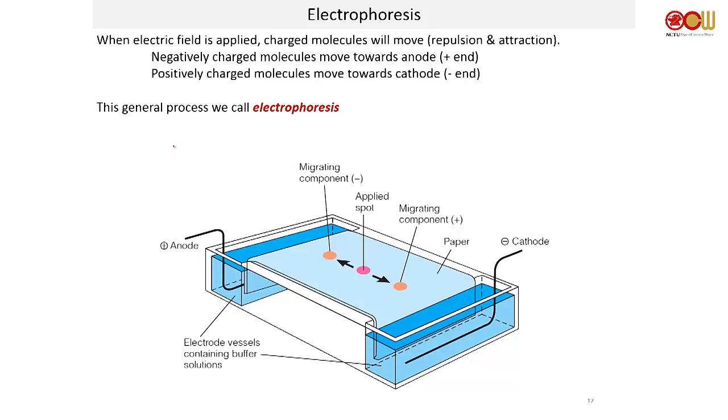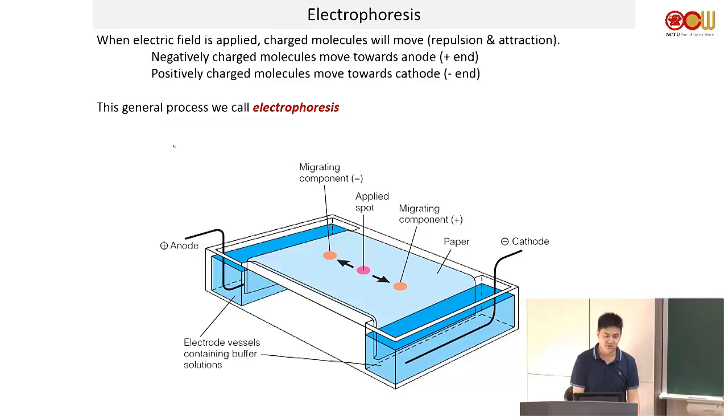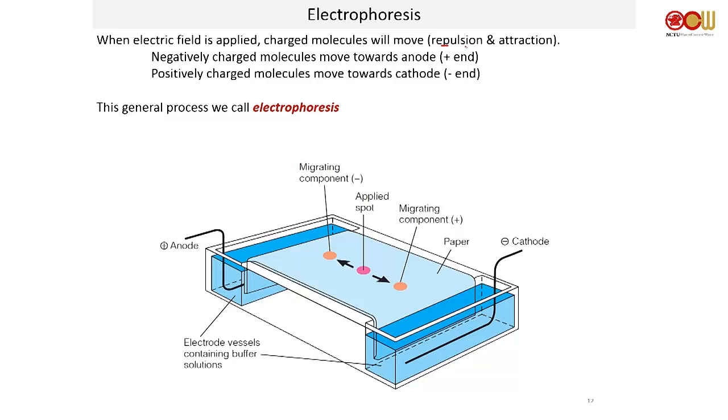Electrophoresis is simply a way to separate chemicals based on their charge and size, okay? Now, electrophoresis is when you have an electric field, charged molecules will move. Well, I mean, duh, right? Your charged molecule is charged, so it's going to move away from the side that has the same charge and then move towards the opposite charge. Okay? So charged molecules will move due to repulsion and attraction. Negatively charged molecules move towards the anode, the plus end. Positively charged molecules move towards the cathode, the negative end.